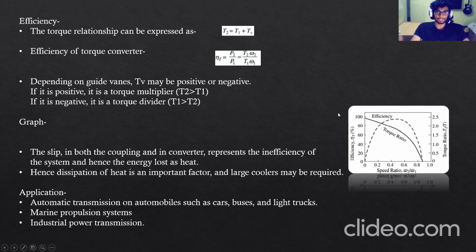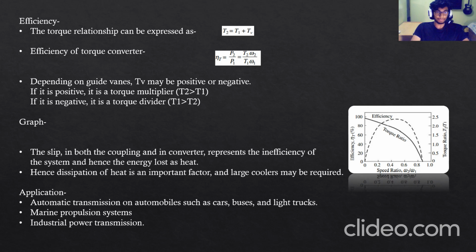Now coming on to the graph of efficiency versus speed ratio, you can clearly see that the efficiency is initially 0, and after 0.95 it again drops to 0, and it is maximum at 0.5. The torque ratio is maximum initially and it drops suddenly to 0 at around 0.95.